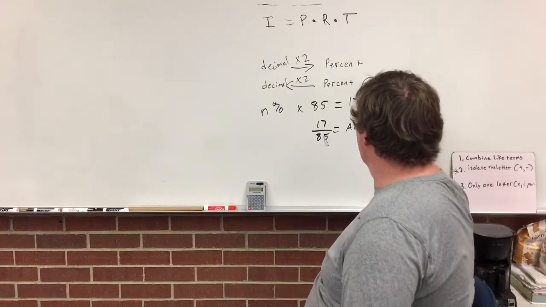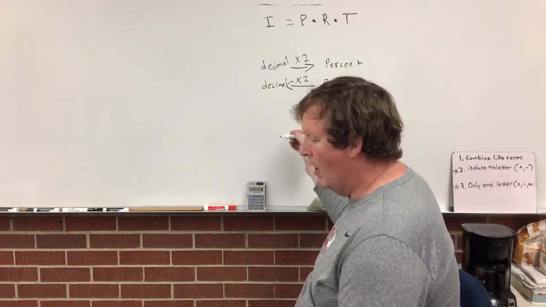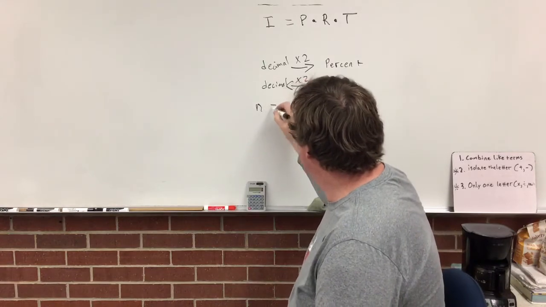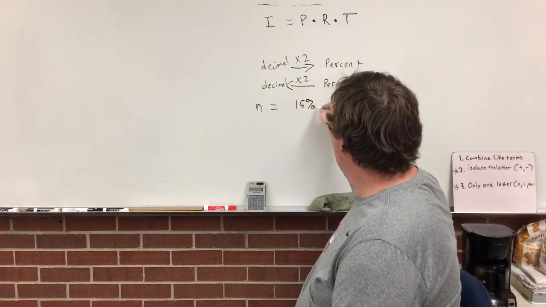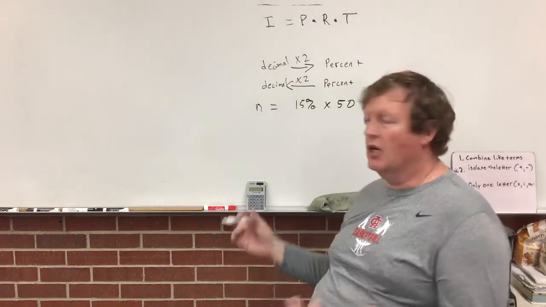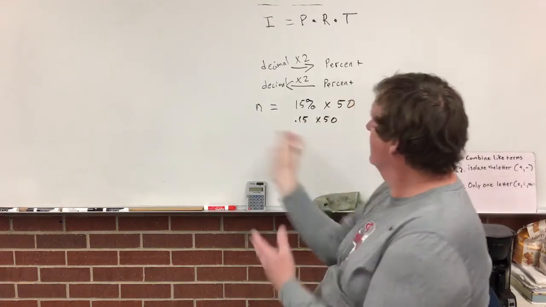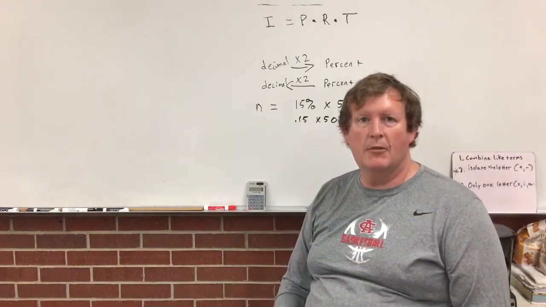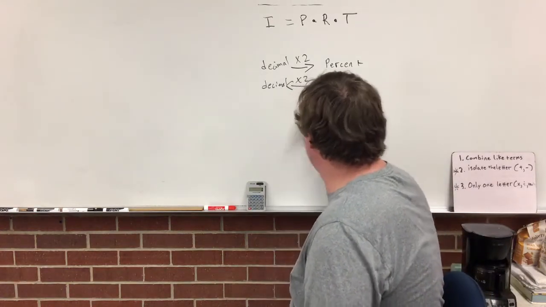Number 12, let's read the problem and put it down correctly. What is, or what n is 15% of 50? Of means times. Change your 15 to a decimal. There we go. Easy peasy. Lemon squeezy. All right, number 13. Moving on.